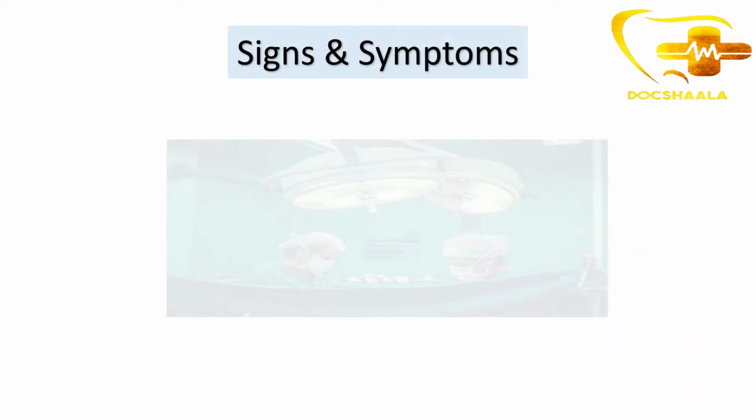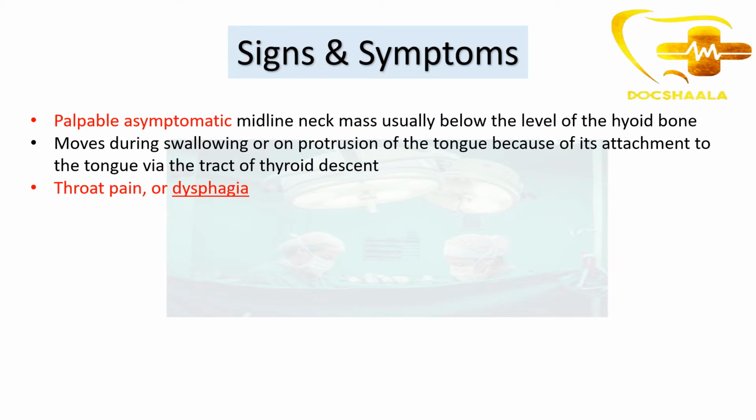Then coming to the signs and symptoms, it is a palpable asymptomatic midline neck mass. We can palpate the mass. It is located below the level of the hyoid bone. It moves up and down during swallowing or on protrusion of the tongue because of its attachment to the tongue via the tract of thyroid descent. It also presents with throat pain or dysphagia. Dysphagia is nothing but difficulty in swallowing.